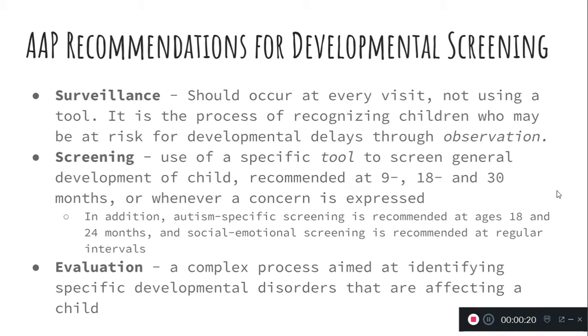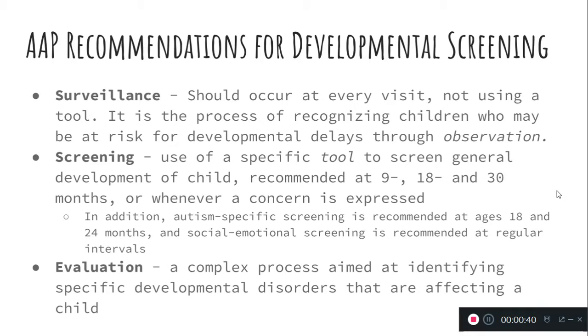So we'll start with the AAP recommendations for developmental screening. There are 3 aspects to this. We start with surveillance. This is something we do at every single preventative visit. It's not using an actual verified tool, you're just observing with your eyes. It's the process of recognizing children who may be at risk for developmental delays through observation.